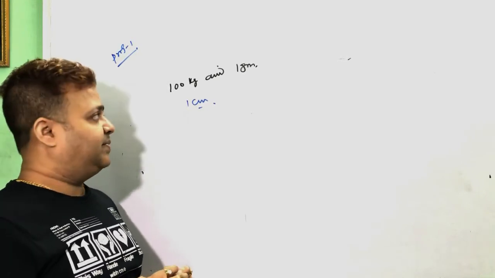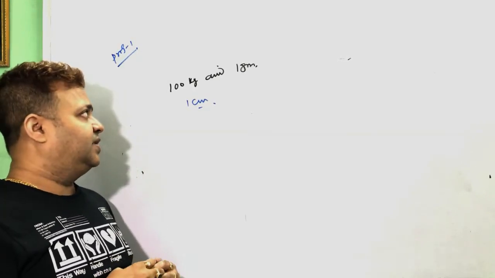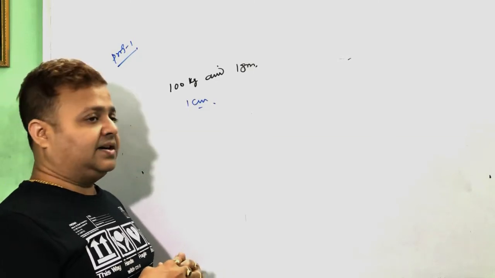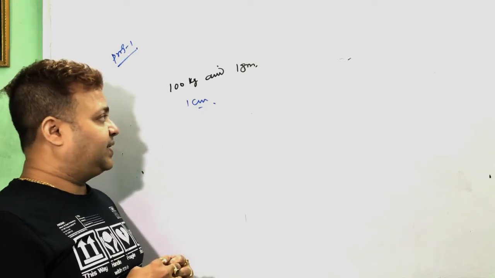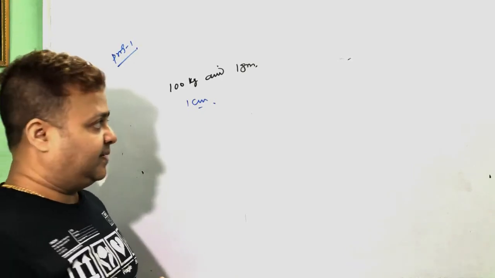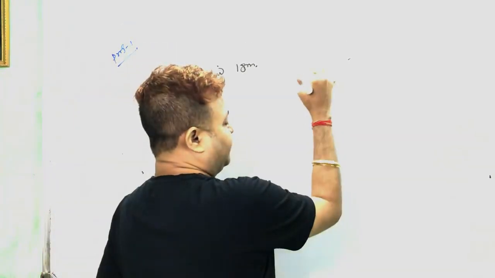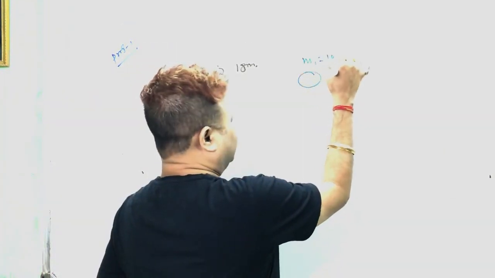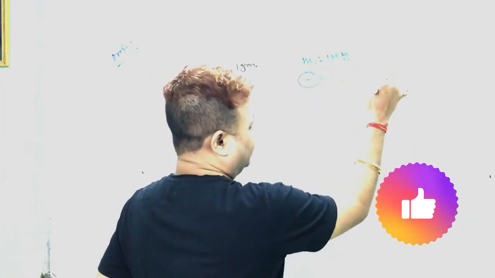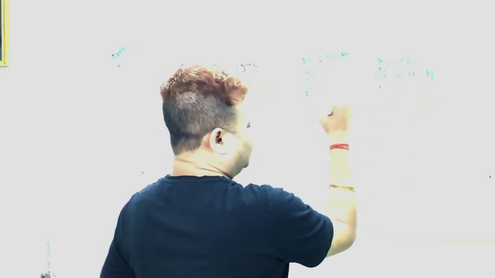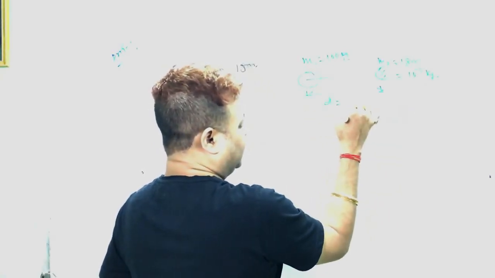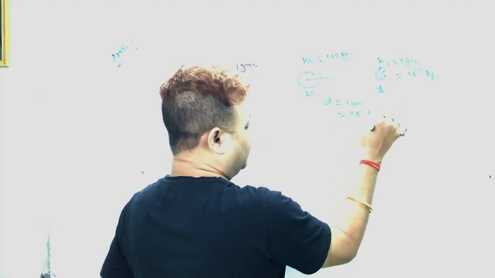Problem number 1. Find the gravitational force between two particles, 100 kg and 1 gram, separated by a distance of 1 centimeter. So this is M1, that is 100 kg. This is M2, that is 1 gram, that is 10 to the power minus 3 kg. Separated by a distance of 1 centimeter, that is 10 to the power minus 2 meter.